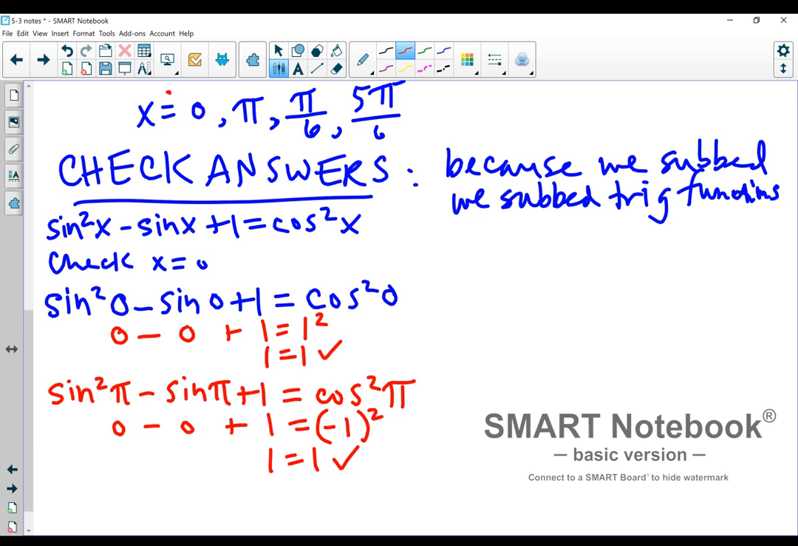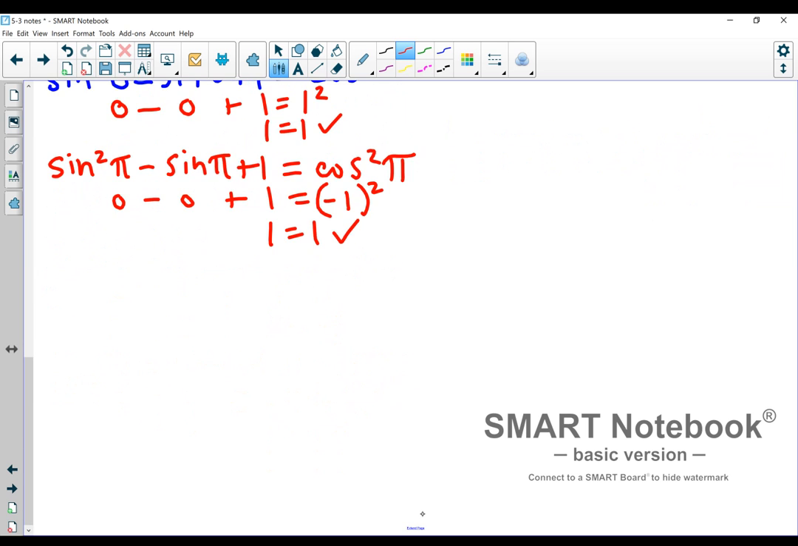So now I would have to check the other two. So now we'll check 5 pi over 6. And I'm going to have to redraw these because I won't be able to see them. This one doesn't even look like it could work, but we still have to check it.